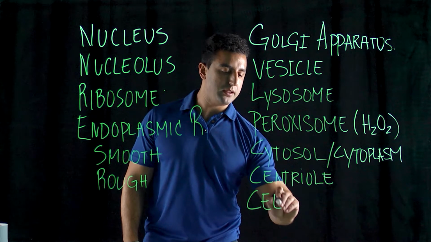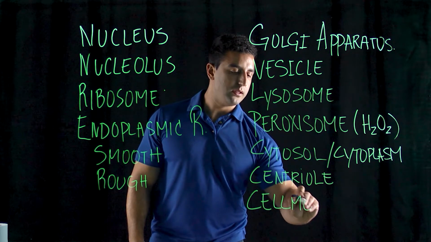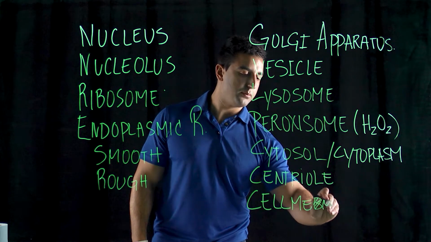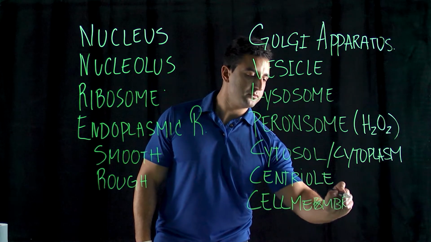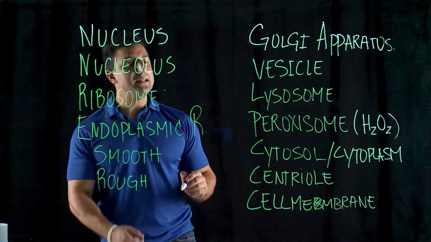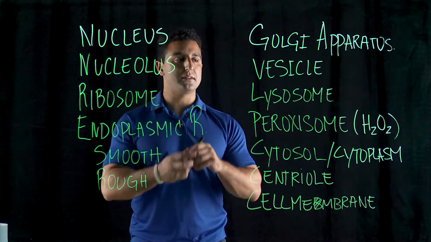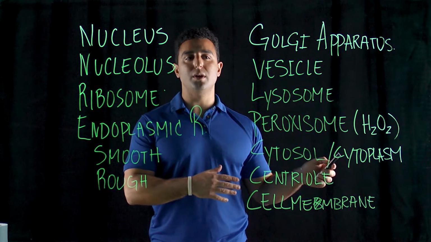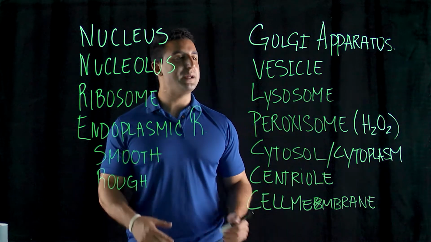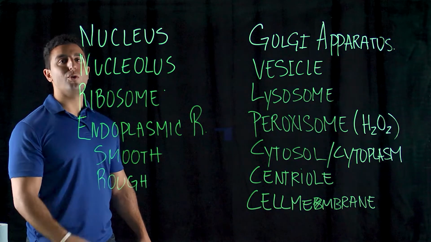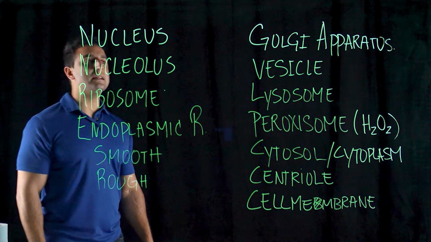So the cell membrane plays a big role in protection, allowing the entrance of certain materials in and out of the cell, and maintaining an osmotic gradient, right? So the cell doesn't lyse or swell up or shrivel, okay? So it maintains everything at a static level. So these are the general organelles of a cell.